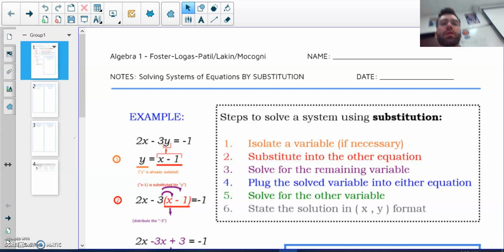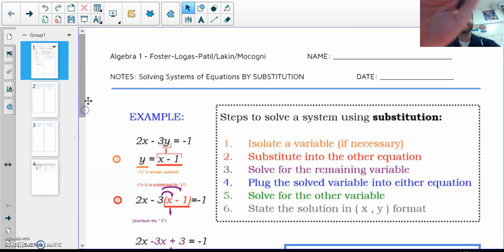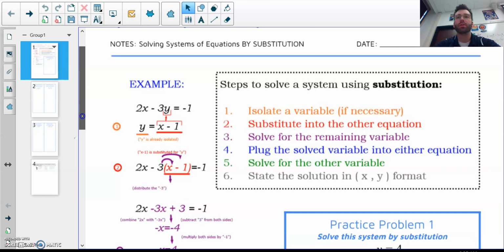All right, so today we're talking about solving systems by substitution. The other day on Monday we did solving by graphing. Today we'll do substitution and potentially elimination. There's this nice reference sheet for you that talks about how to solve by substitution.